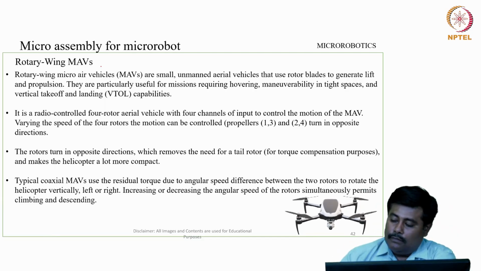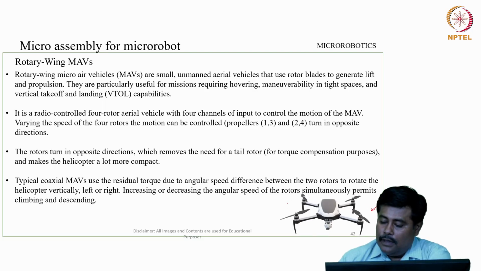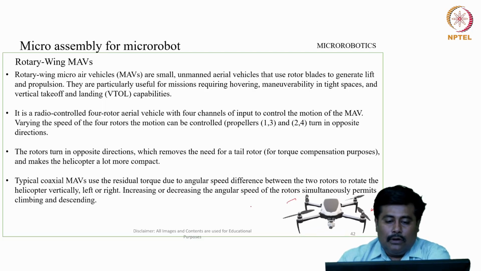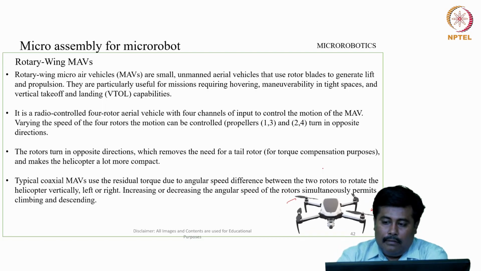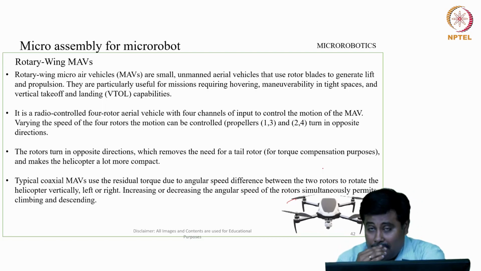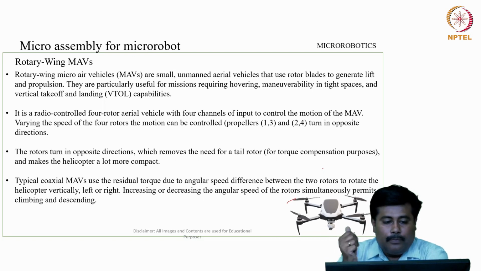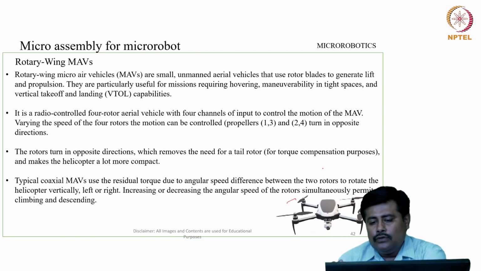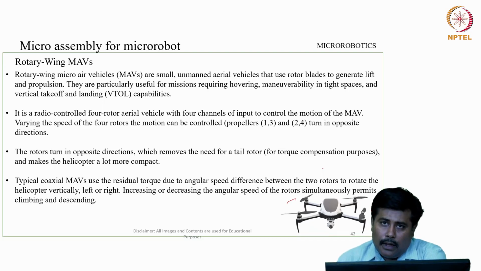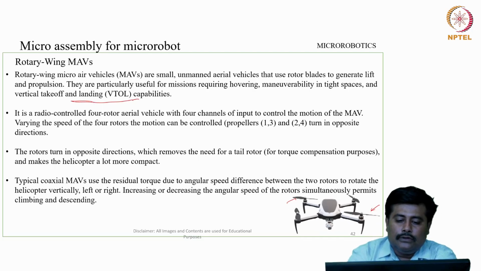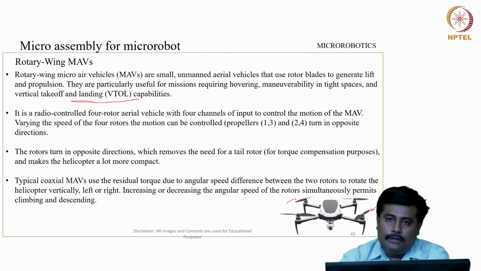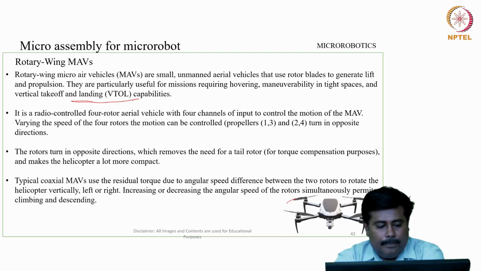As far as the rotary wing micro aerial vehicle is concerned, we have rotors in place. These rotary wing micro aerial vehicles are small unmanned aerial vehicles that use rotor blades to generate lift and propulsion. They are particularly useful for missions requiring hovering, maneuverability in tight spaces, and vertical takeoff and landing capabilities, like VTOL.